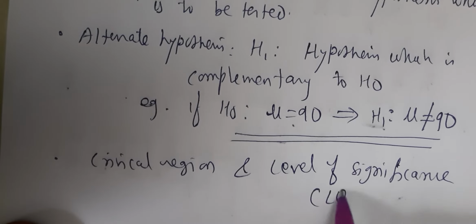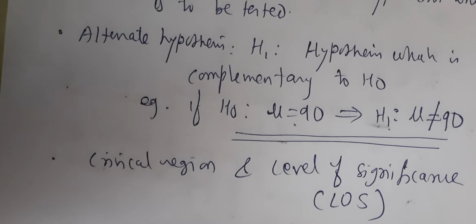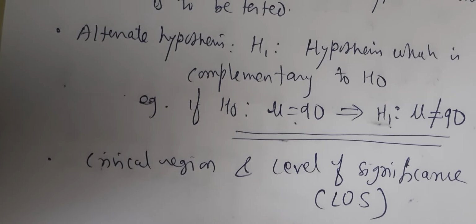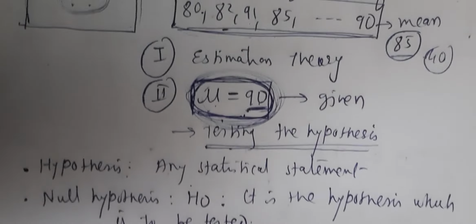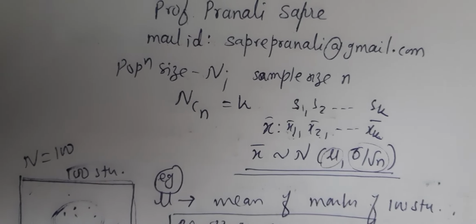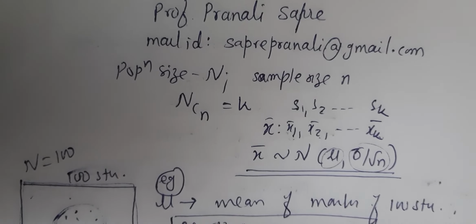This is the standard short form LOS. We'll discuss this and then we'll stop for this video. So again, a few basics will be clear, and in the next video we can actually start testing the given hypothesis. So let's see what the critical region is and what the level of significance is. It's a very important concept, so all of you pay attention.